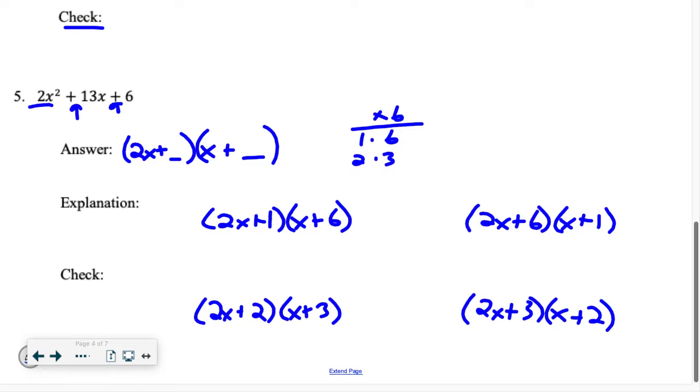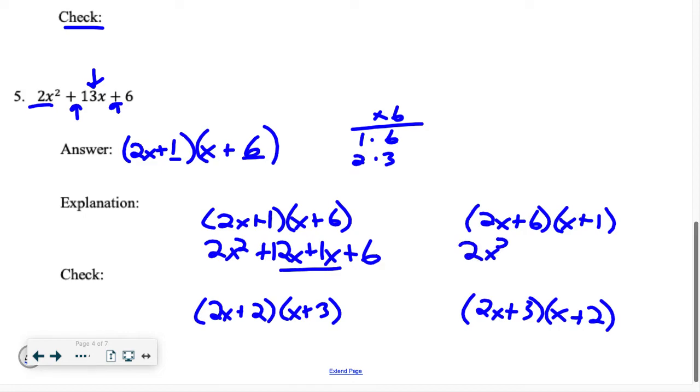So I'm going to go ahead and multiply these real quick just to make sure what's going to give me 13x in the middle. So here I have 2x squared plus 12x plus 1x plus 6. Well, there it is, 12x and 1x. I'm actually done because that worked out. So I've got 2x plus 1, x plus 6. Just to show you what would have happened with the other ones, let's try it out real quick. So I have 2x squared plus 2x plus 6x plus 6.